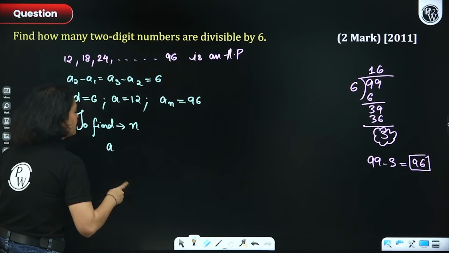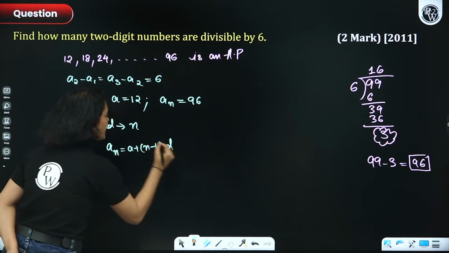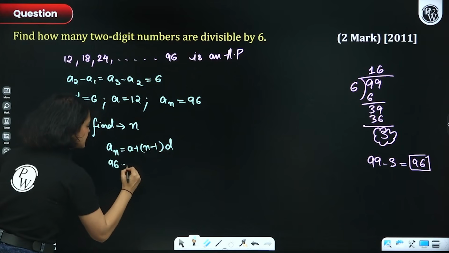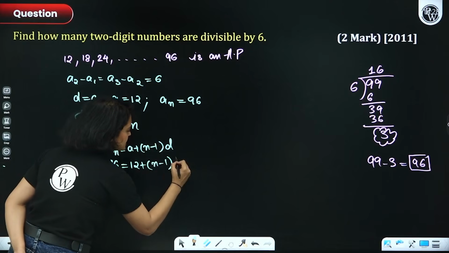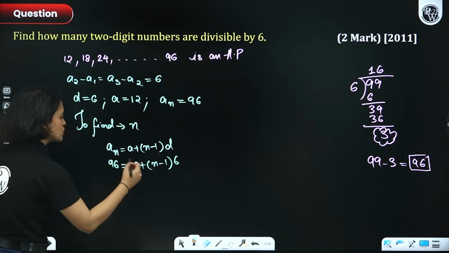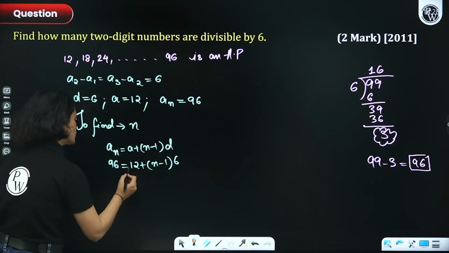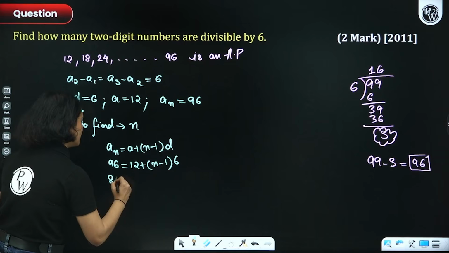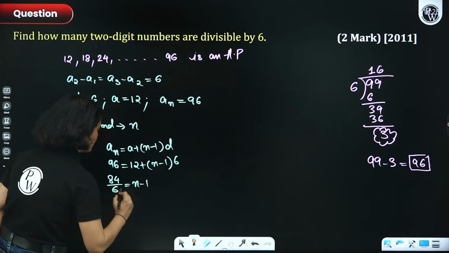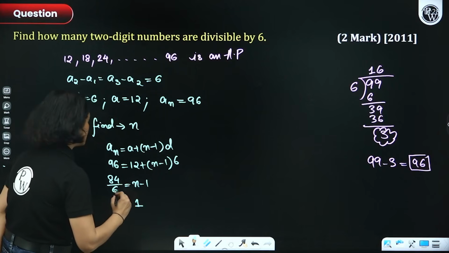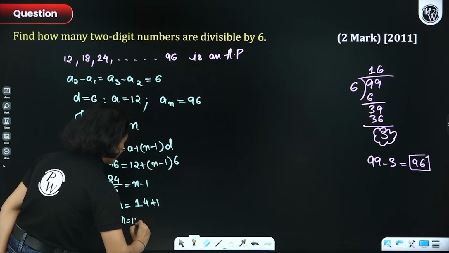I know my formula. An is equal to A plus (n minus 1)d. Right? So the nth term is 96, the first term, everyone, is 12, plus (n minus 1) times d, which is 6. So I can take 6 common here, or I can take 12 to the left hand side. Whatever you want to do, you can do it to solve fast. So here I'll get 84 divided by 6 is equal to n minus 1. So from here, n comes out to be 14 plus 1, which is equal to 15. n comes out to be 15, everyone.